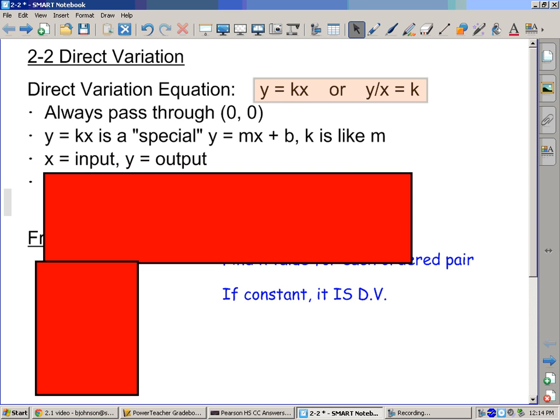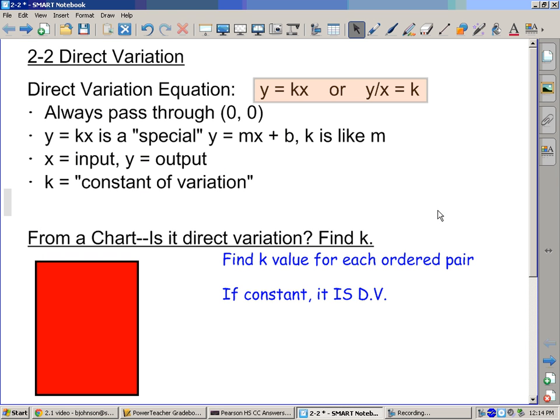All right, the x is still your input, the y is still your output. And the k, which I need to make a small correction here, is the constant of variation. That's how you remember the k. It's constant. The book got that wrong, I think, so I'm just going to make that correction.